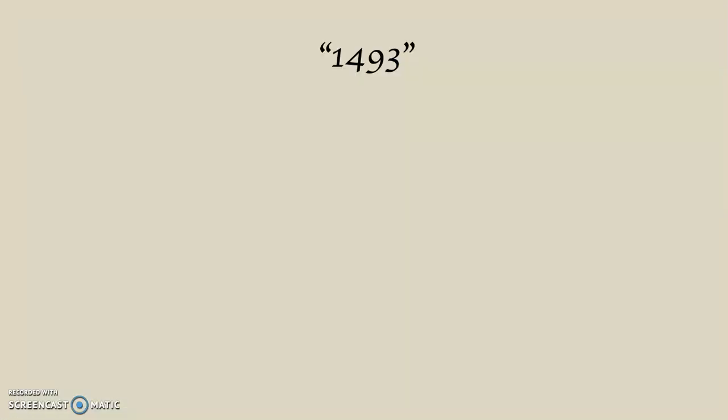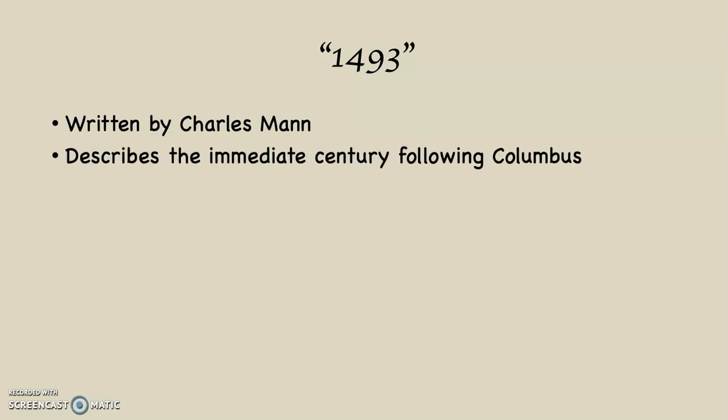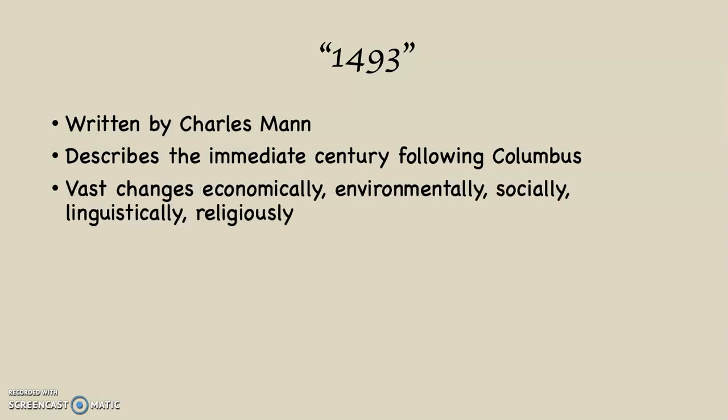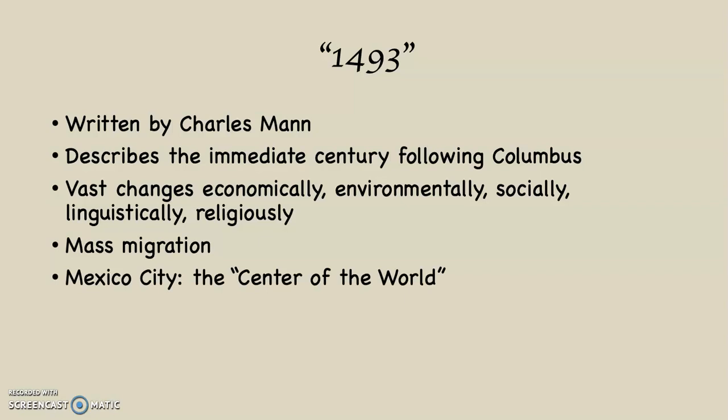So there's a book called 1493 that I read by a man named Charles Mann. Very interesting book. Describes the immediate century following the arrival of Columbus. This brought about, of course, vast changes economically, environmentally, socially, linguistically, religiously on the planet as Europeans kind of imposed their will on other people throughout the world. But it also, for our purposes right now, brought about mass migration. The largest amount of migration in human history has happened since 1492.